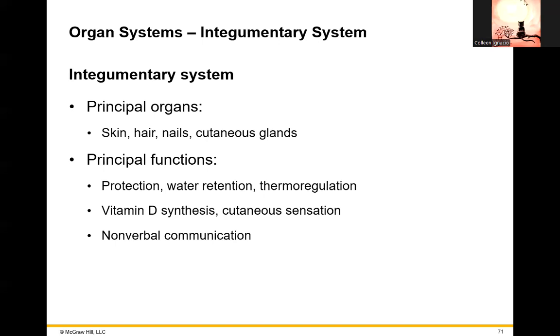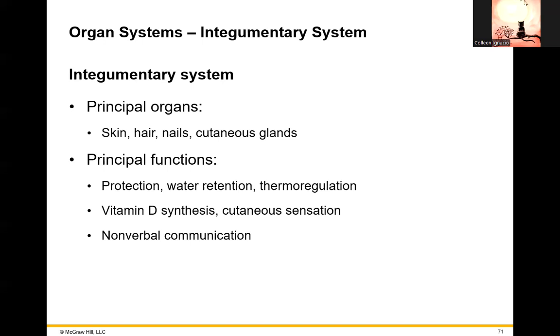The integumentary system is your first line of defense against injury and infection. It serves to protect you. It also serves to help water to be retained. It helps with thermoregulation, as it can help you cool down through evaporative cooling. It can also release heat as the blood vessels dilate.